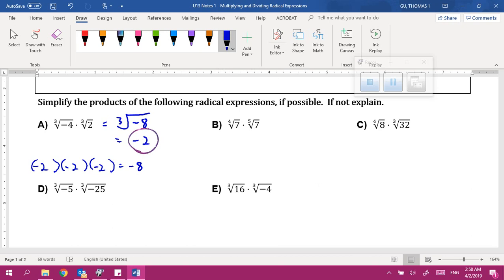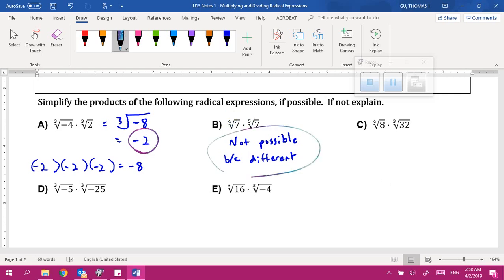Now look at B. B is the 4th root of 7 times the 5th root of 7. Now we can't do this. Why not? Because the indexes are different. One's a 4 and one's a 5. They have to be the same to be able to do this. Then look at C, the 4th root of 8 times the 3rd root of 32. Once again, exact same answer, because the indexes are not the same. One has an index of 4, one has an index of 3. They have to be the same.